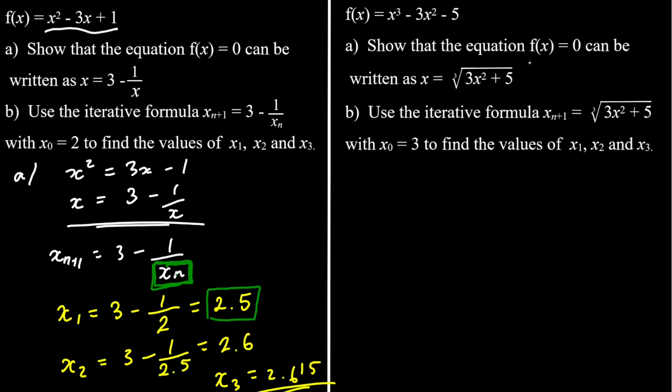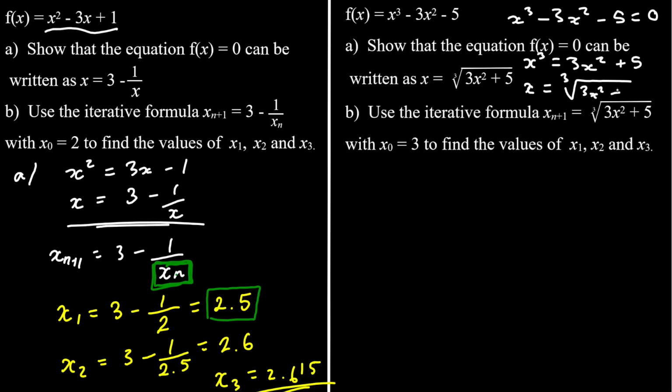So we just get x cubed by itself by adding 3x squared and 5 onto both sides. So we started with x cubed minus 3x squared minus 5 equals 0, plus the 3x squared plus the 5, and then cube root. So then this becomes our iteration formula. So we're substituting in to the right side to our function of x. We're starting with 3.